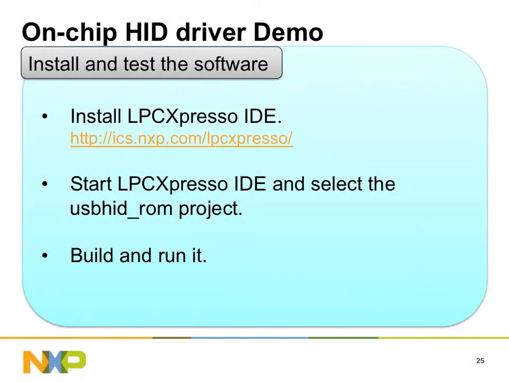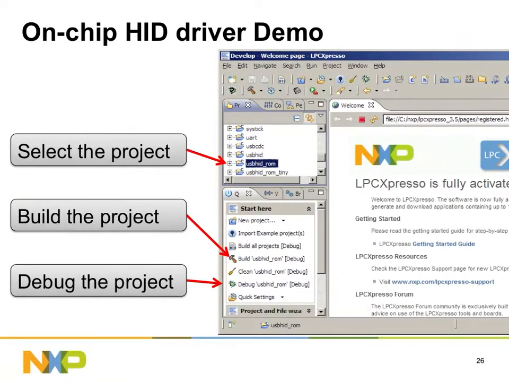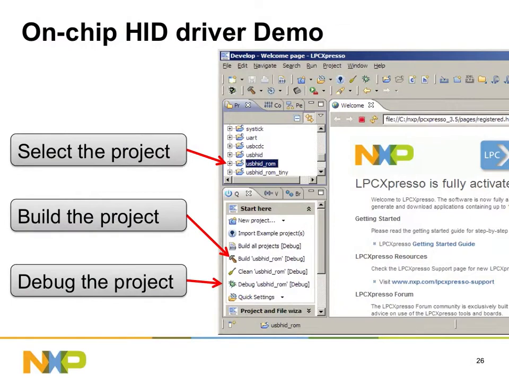And you start it up and you select the HID ROM project and you build and run it. So I actually have it up and running right now. This is what it looks like. This is an Eclipse-based product, so if you're familiar with Eclipse, then you'll be familiar with this. Whenever it first comes up and installs, it gives you all these projects to work on. And today we're going to work on this one right here.